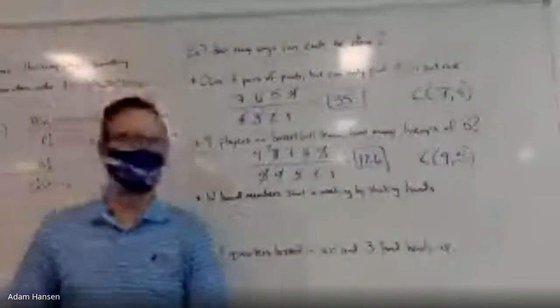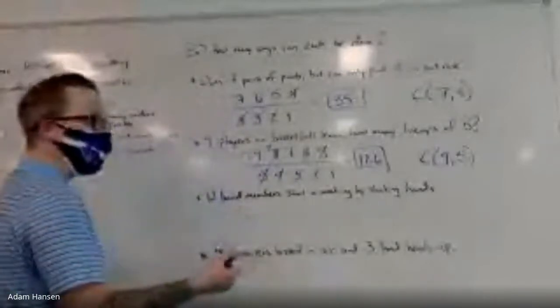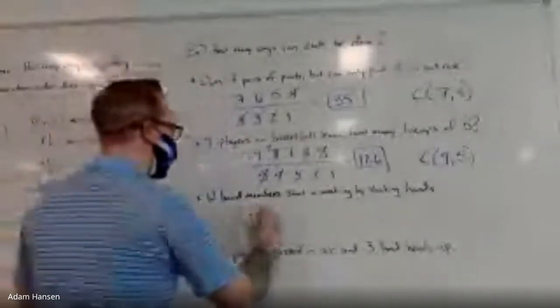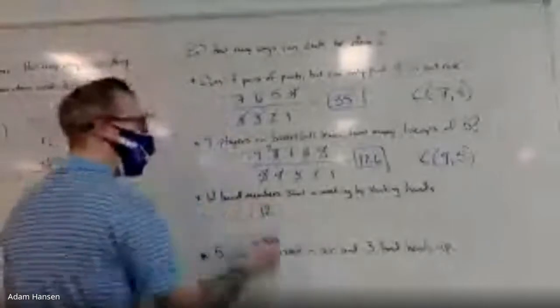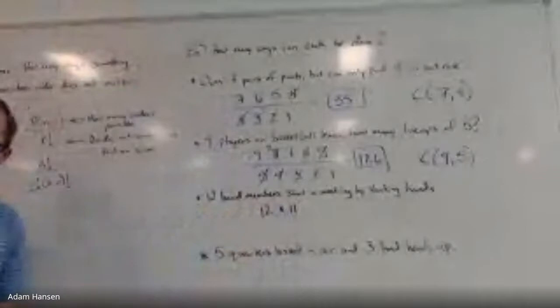So pick the first person. How many people can I pick from first? 12. And then 11. But I'm only going to pick 2 of them. So 12 times 11.